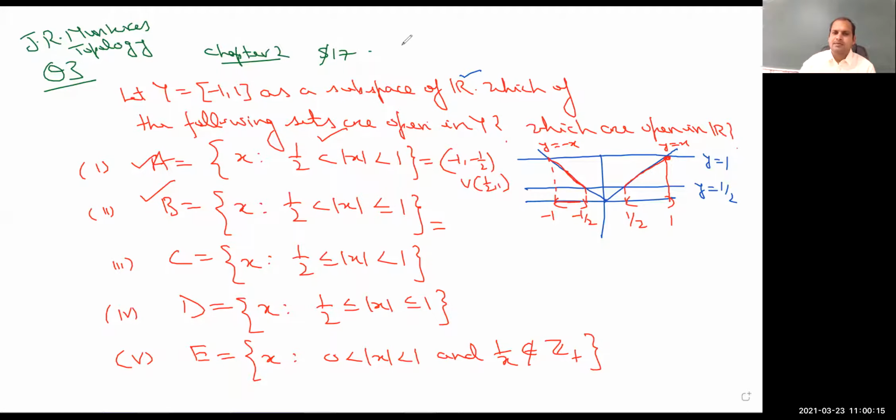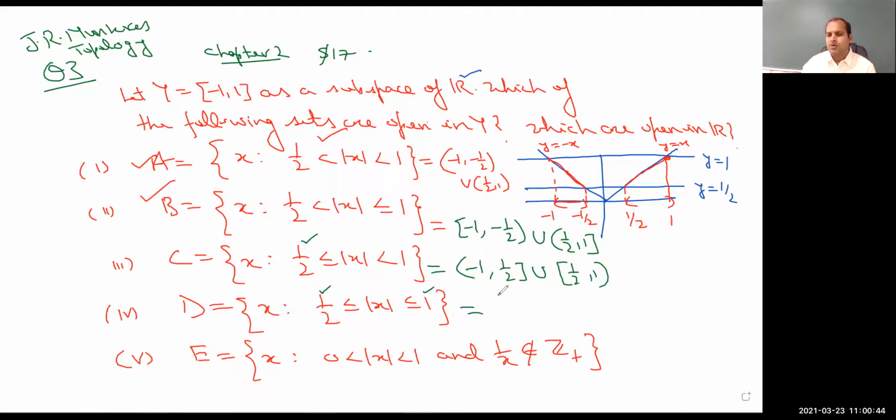So I can write this set as (minus 1, minus half) union (half, 1). Similarly set B: because we have equality also at 1, on 1 make a closed interval, so [minus 1, minus half) union (half, 1]. And this set C is closed at half, so it is going to be (minus 1, minus half] union [half, 1). And this set D will be closed at half as well as 1, so we need to include the boundary points. So I need to write it as [minus 1, minus half] union [half, 1].